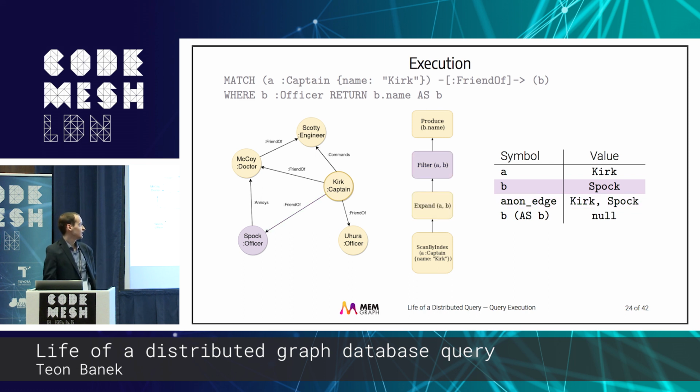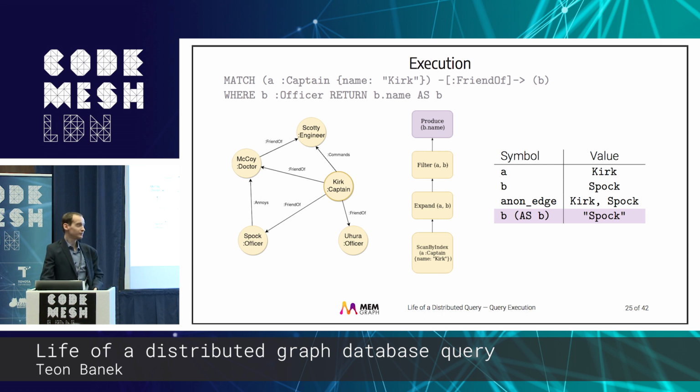When we have that, we can filter B, which is essentially just checking whether Spock is an officer. He is. So filter will propagate the result back to produce, which will transform B as b.name to get just the value of the property. This is then sent to master, which just streams it back to client.